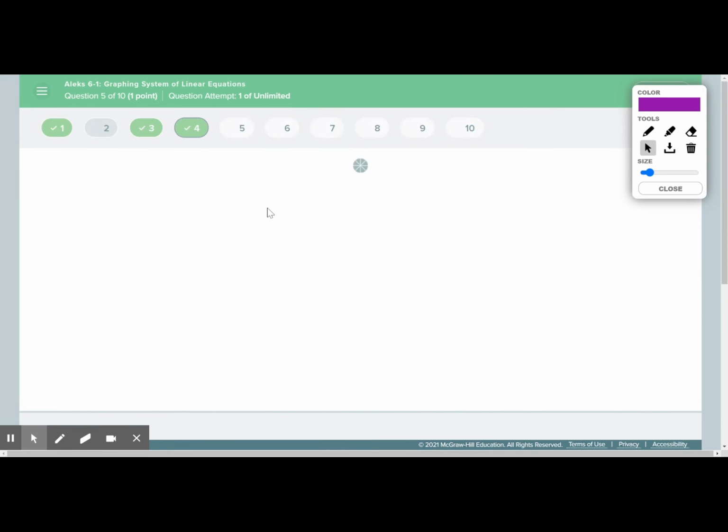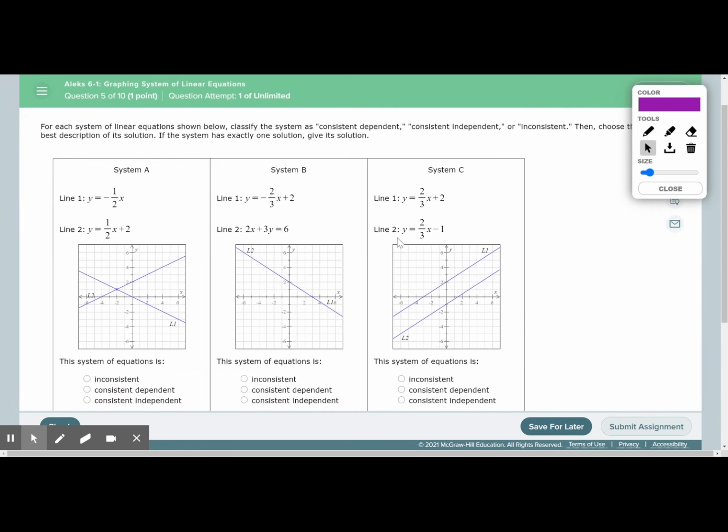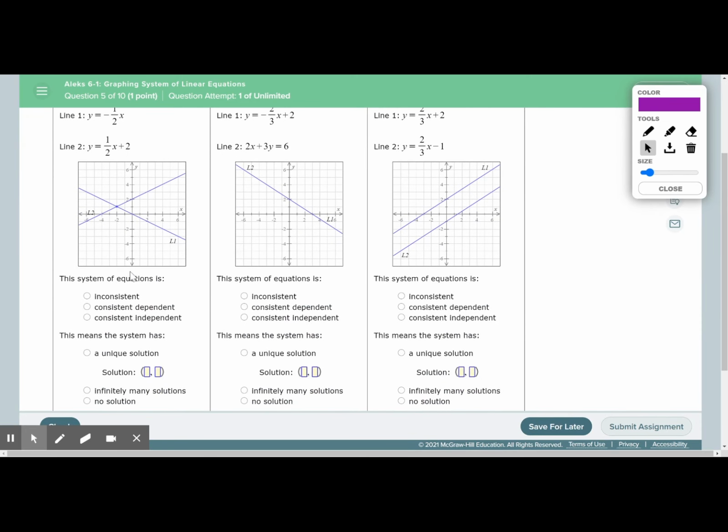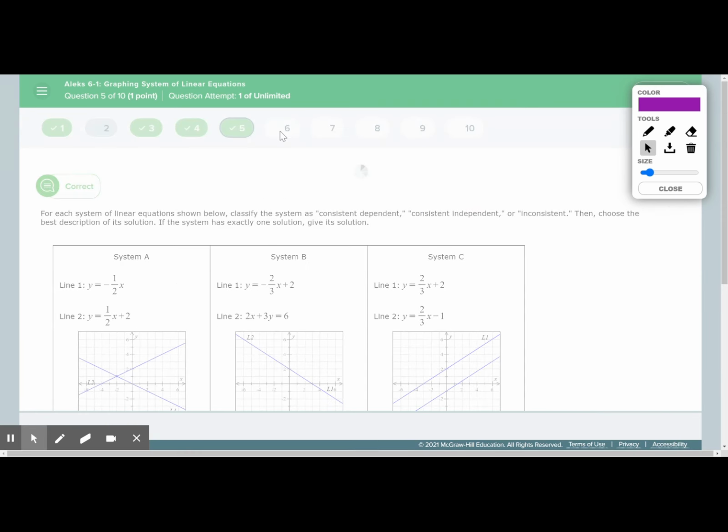All right, number 5. Okay, so a similar one. So this one, they cross, but they're not on top of each other. So consistent, independent. The solution is -2, up 1, -2, 1. This one, two lines on top of each other, they're dependent. And the solution is many because they cross everywhere. Over here is inconsistent because they don't cross. The solution is no solution. All right, number 6.